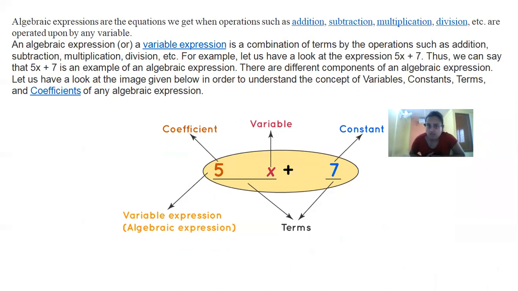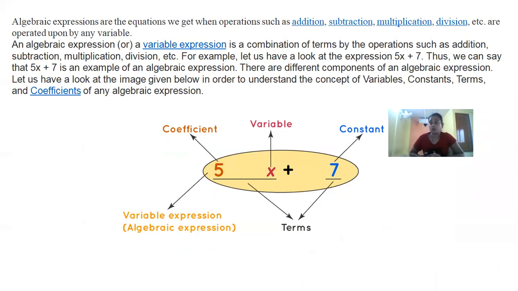So what is a variable? A variable is something which can vary, which does not have a particular definite value. So a variable expression is a combination of terms by the operations such as addition, subtraction, multiplication, division, etc. For example, let us have a look at the expression 5x plus 7. We can say that this 5x plus 7 is an example of an algebraic expression, because here 5 and 7 are numbers, but along with that there is x, which is a variable.